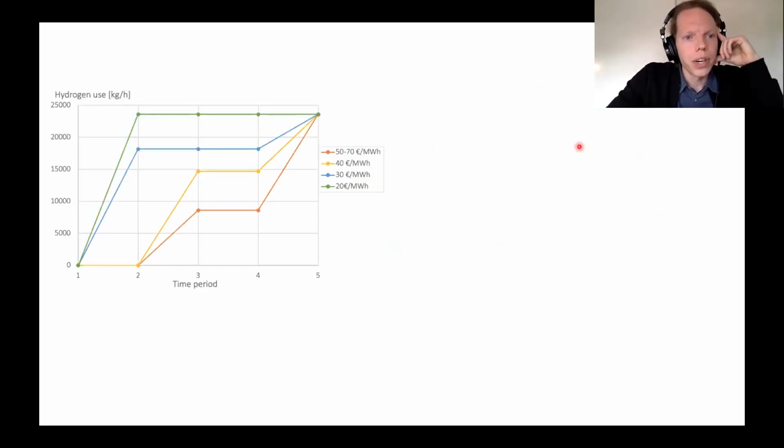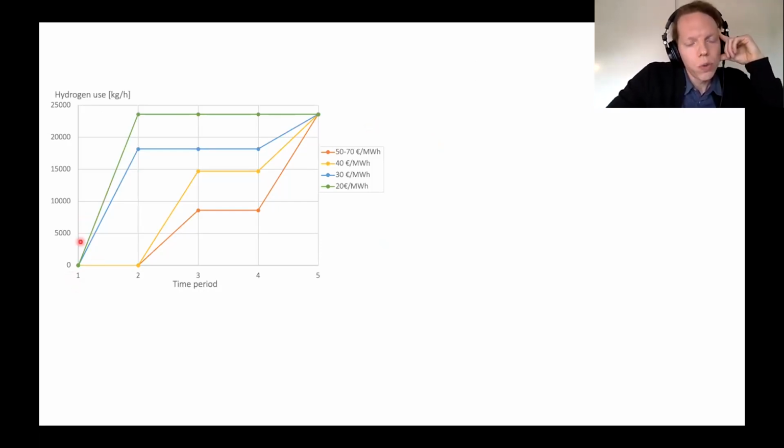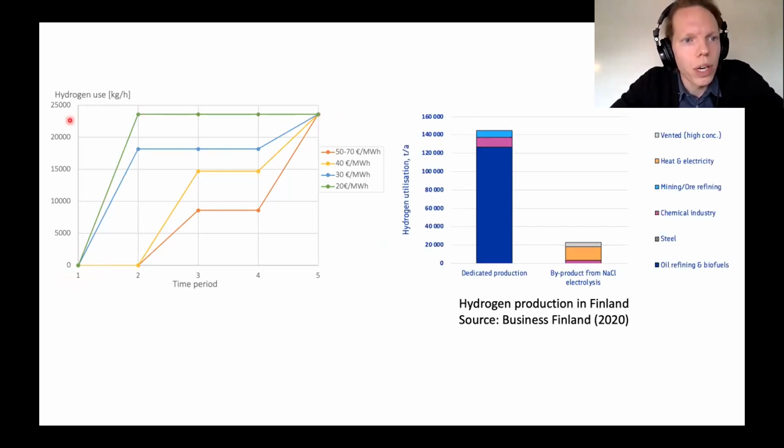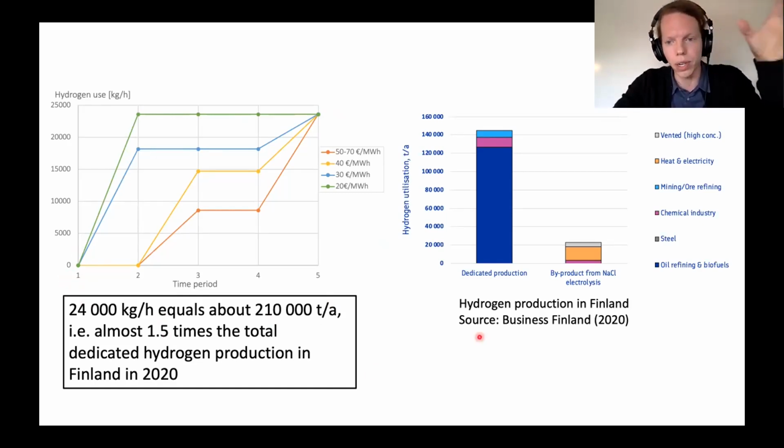How does this translate to hydrogen use? Here is a graph saying that with the same solution that we just had, if we replace both blast furnaces with shaft furnaces running on hydrogen, we would need about 24,000 kilograms per hour of hydrogen. And we can compare that with hydrogen production in Finland in 2020. This 24,000 kilograms would equal about 210,000 tons per year. That is almost 1.5 times the total dedicated hydrogen production in Finland in 2020.